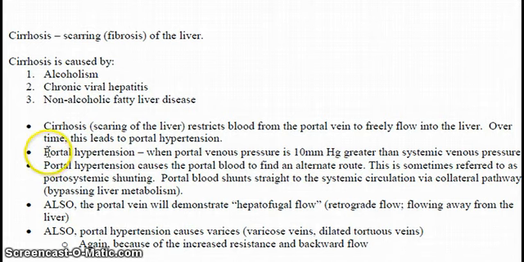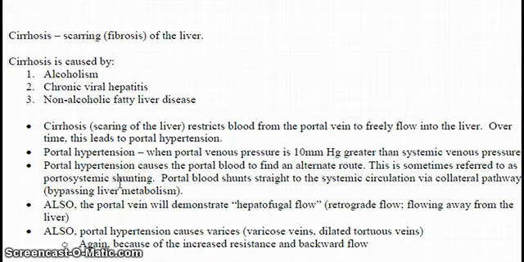The definition of portal hypertension is when portal venous pressure is 10 millimeters of mercury greater than systemic venous pressure. So that's when you are officially diagnosed with portal hypertension, when that portal pressure is 10 millimeters of mercury greater than systemic.